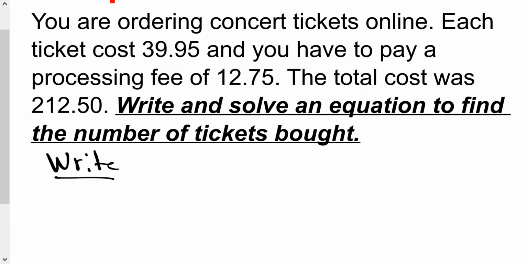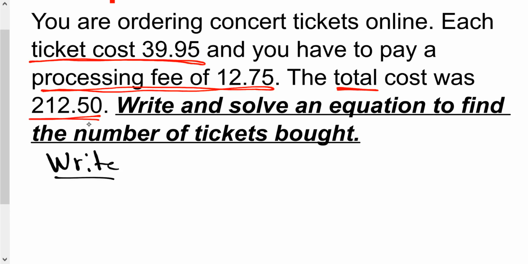So write. Well, I've got 3 parts to this word problem. I'm ordering tickets, so I've got ticket costs. This is for 1 ticket. If you pay a processing fee, got processing fee. And then I have a total. Total is $212.50. All right, so basically I have 2 types of costs. I have a cost for each ticket. I don't know how many tickets I'm getting, but I know that 1 ticket costs $39.95. And then I have a processing fee, and once I get my total cost of tickets plus my total cost of processing fee, that's going to give me my total cost overall.